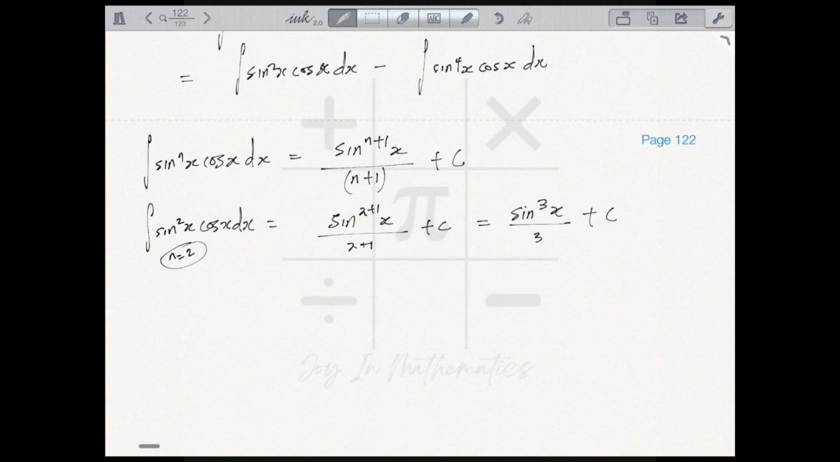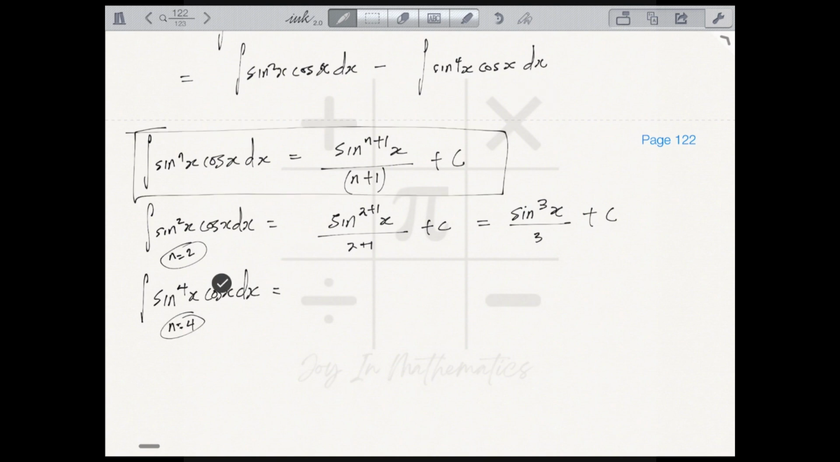You can see how easy it is instead of going through the substitution method. Now let's do the second one, as we have sine raised to power 4 x cos x dx. Let's apply the same principle. In this case, our n is equal to 4. And this will give us sine 4 plus 1 x divided by 4 plus 1 plus c, which will give us sine raised to power 5 x over 5 plus c.